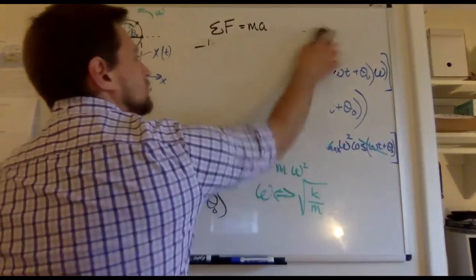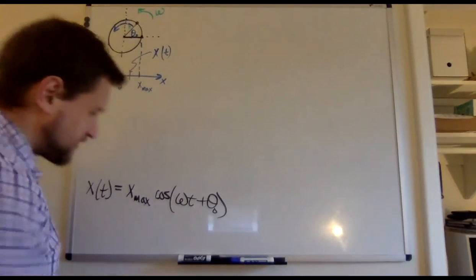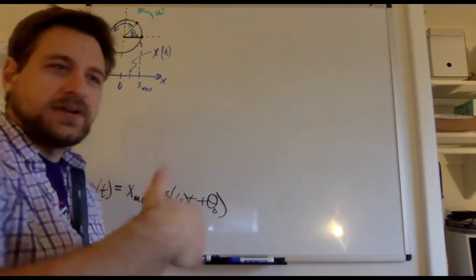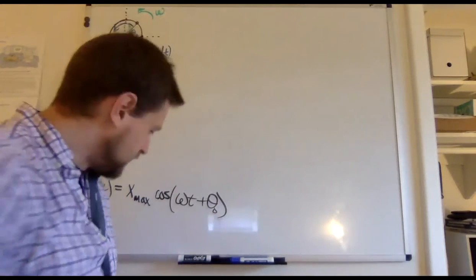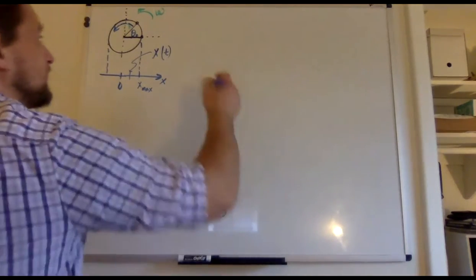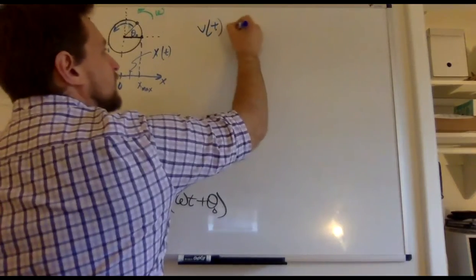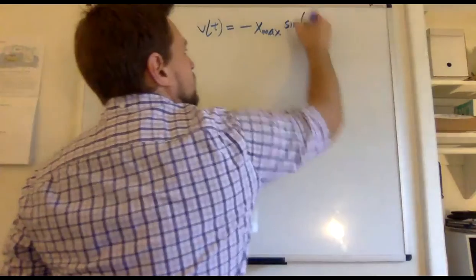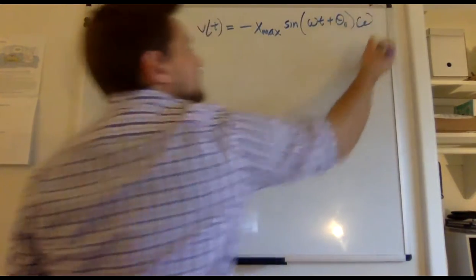If we know the position as a function of time, then we've got the whole story. We can find the velocity as a function of time. We can find the acceleration as a function of time. We can take a derivative of this prototype. So the velocity as a function of time, we actually took it a minute ago. We already know what it is. It's negative x max sine of omega t plus theta 0 times omega from the chain rule.